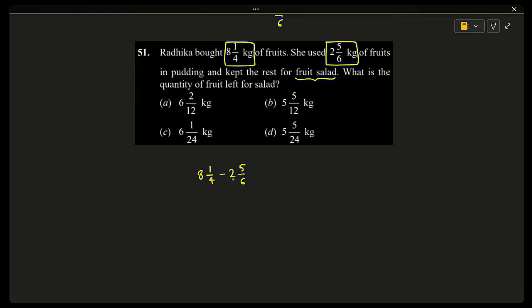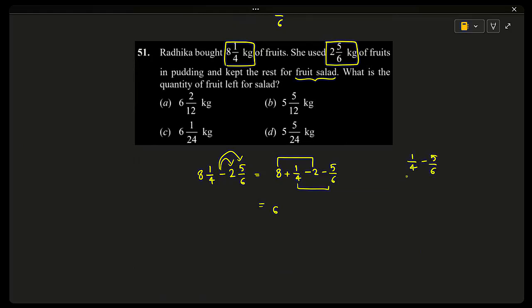As I told you, whenever you are subtracting or adding mixed fractions, no need to convert into improper and again convert it back into mixed. You just split them. 8 1 by 4 we can write 8 plus 1 by 4, and 2 5 by 6, so minus is applicable to 2 as well as 5 by 6. Remember, don't write plus 5 by 6. Minus 2 minus 5 by 6. Now you can simplify. 8 wholes minus 2 wholes will be 6 wholes. The 1 by 4 minus 5 by 6 you can do in rough work.